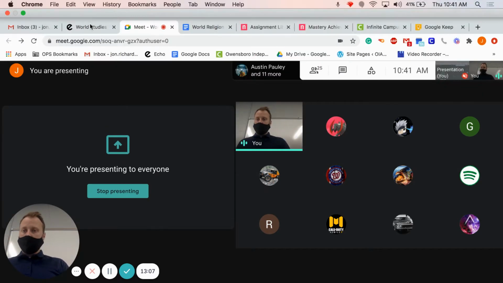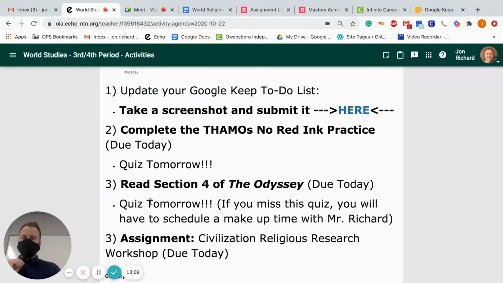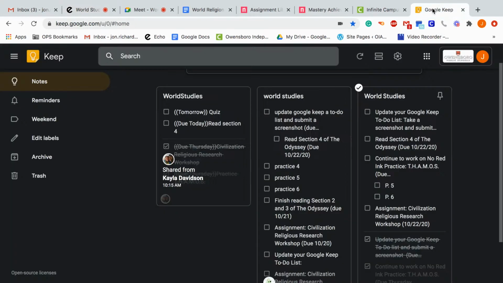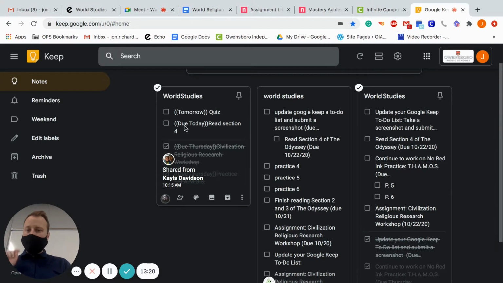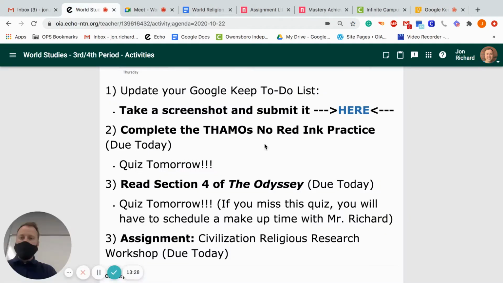But right now we are going to continue moving on, and we're going to do our next thing, which is read section 4 of the Odyssey. Now, if you still have your Google Keep open, and you finished some of those practices and you want to have that feel-good moment of checking those off, go and check them off really quick. After you do that, I need everyone in the room to get out your Odyssey reading. We are going to continue reading the Odyssey.